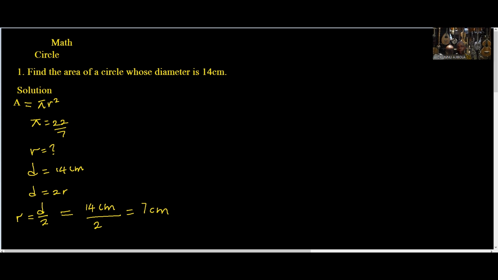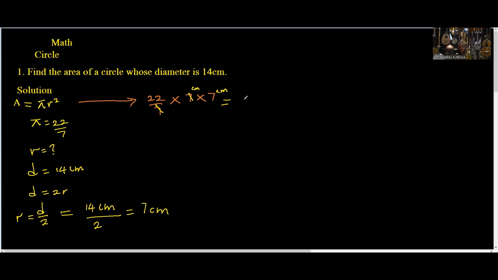Now we're going to plug that into the formula for area of a circle. We have 22 over 7, which is pi, times radius. So one of the 7 is going to cancel out. Then we have 22 times 7, right? So this is supposed to be centimeters. This centimeters gives us centimeters squared.